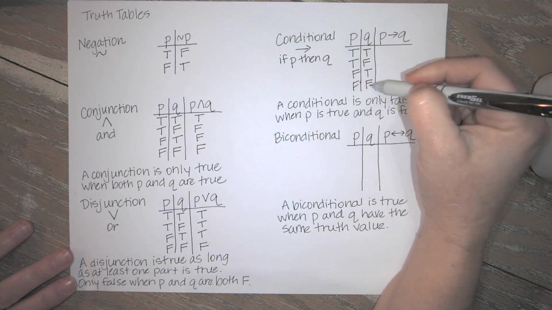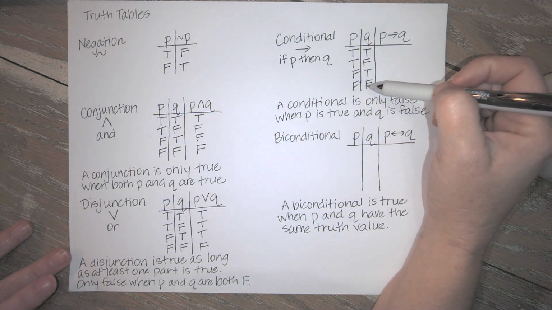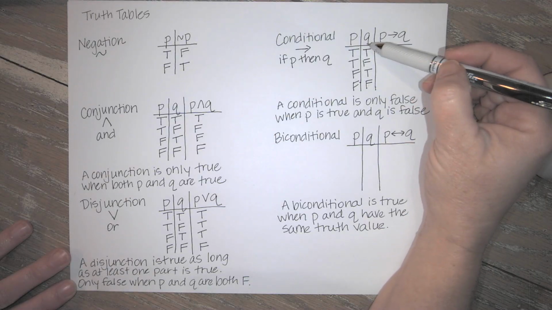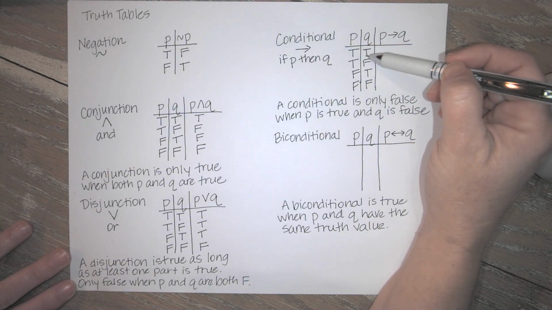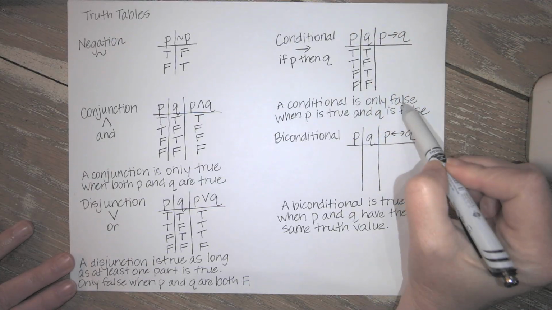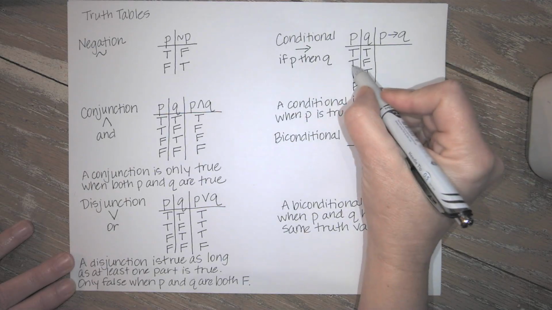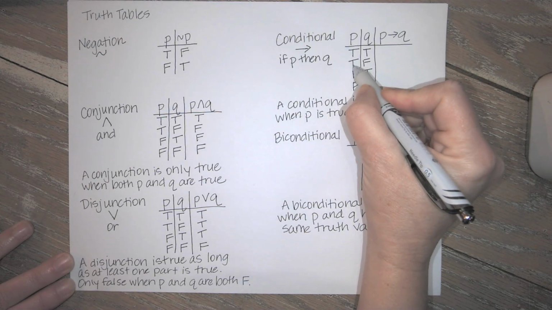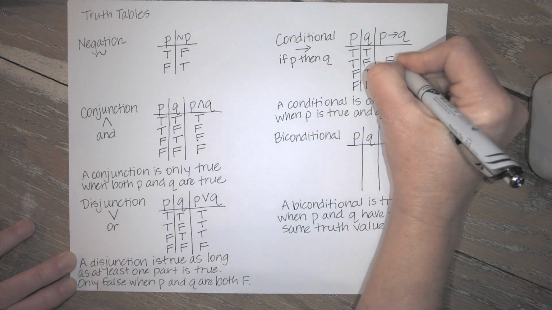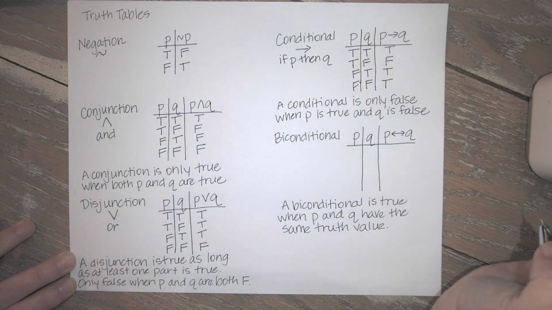Now these don't have to be in this order, but I just do them in the same order every time because that's easier for me. As long as you're covering all the possibilities for P and Q and their truth values, then you should be good. Now a conditional is only false when P is true and Q is false. So here it is right here. P is true, Q is false. That's the only time this is going to be false. The rest of the time, the conditional statement is going to be true.